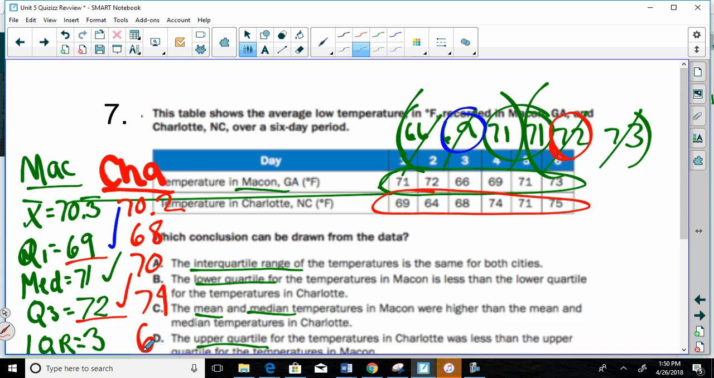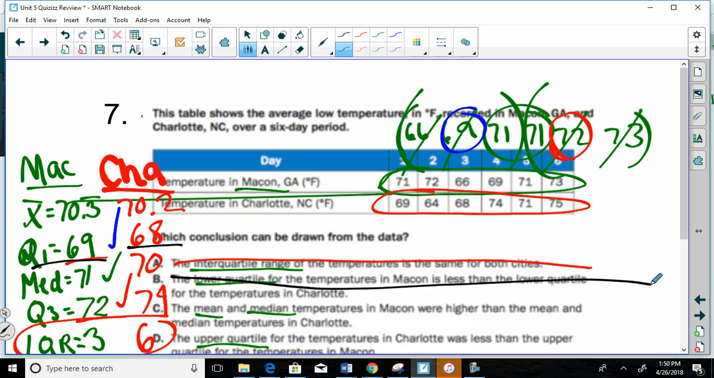The interquartile range of the temperatures is the same. Are these numbers the same? No, so that can't be right. The lower quartile, Q1, in Macon is less than in Charlotte. Is 69 less than 68? No, so it couldn't be that. The mean and median temperatures in Macon were higher than in Charlotte. Are 70.3 and 71 bigger than 70.2 and 70? Yes, so that's your answer.